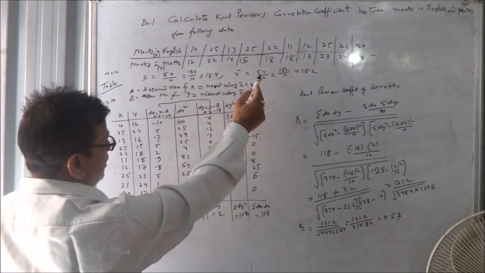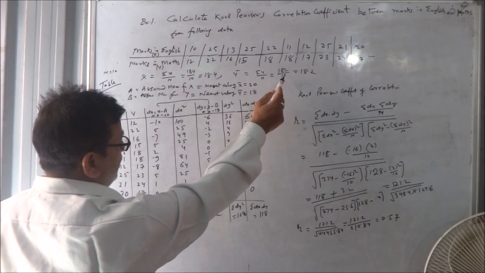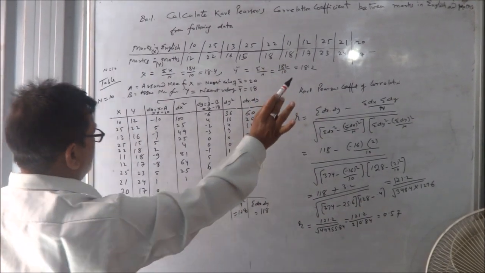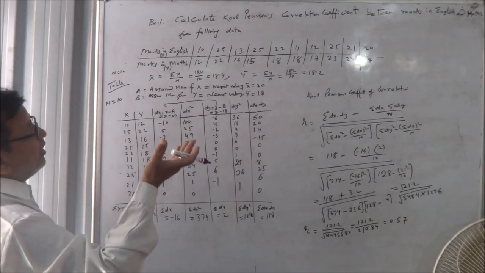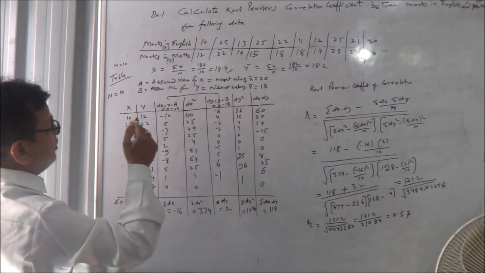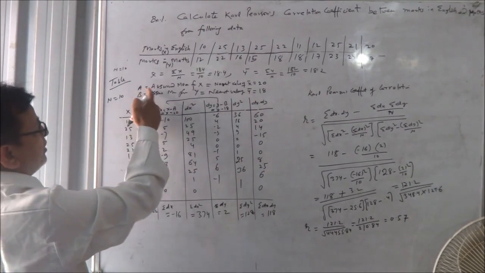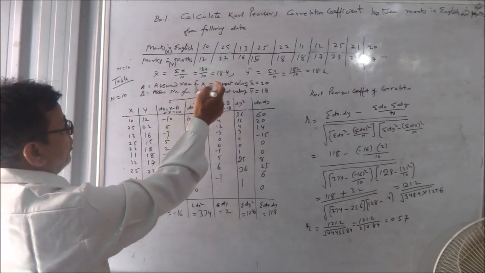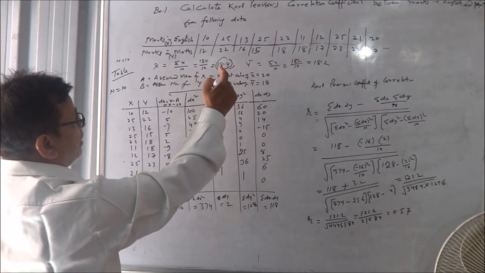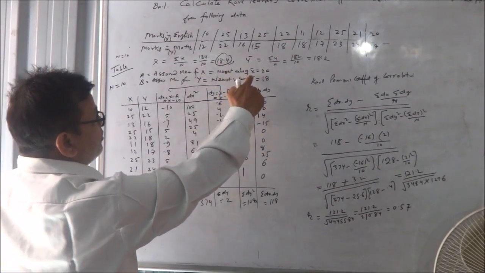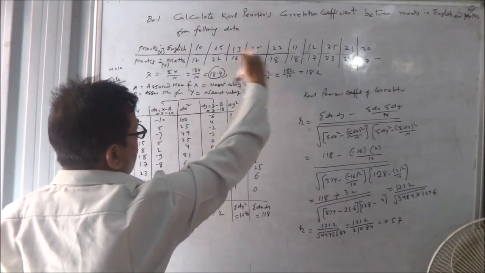Similarly, y bar, the mean for the y series, is summation y upon n, which is 182 upon 10. This is 18.2. Now in such types of cases, when the data are large, we take an assumed mean for the different series. A is the assumed mean for x. Whatever is the value of x bar, you have to take the nearest value of x bar in the x series.